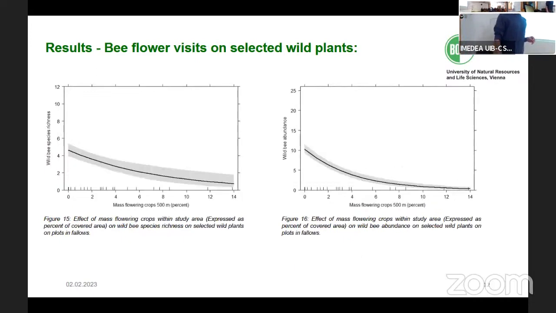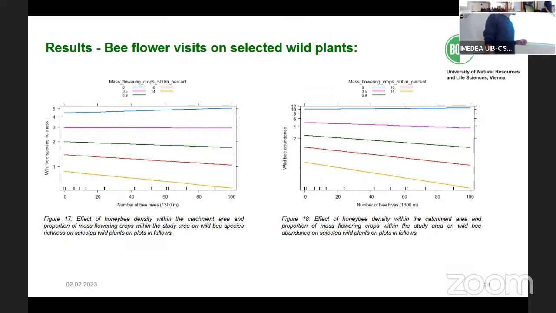And yes, the effect of mass flowering crops on wild bee species richness and wild bee abundance was significant and negative. Since wild bees also get attracted to some extent to mass flowering crops, it seems logical that if you have a fallow enclosed by mass flowering crops, the wild bee abundance on your fallow gets decreased, and also the species richness. From my point of view, this just seems quite logical.